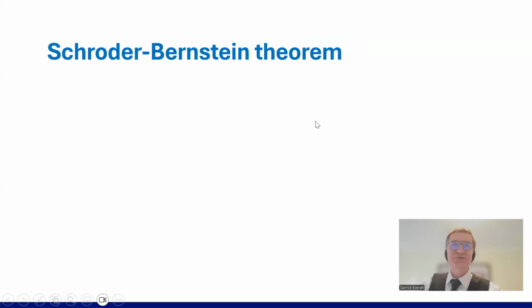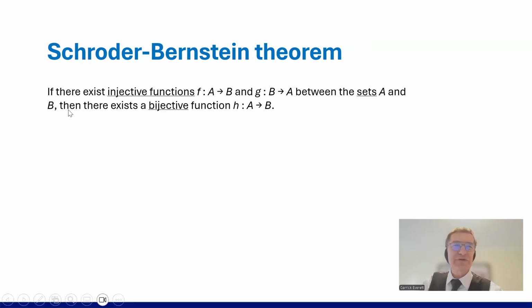Okay, so this is the Schroeder-Bernstein theorem. There should be two dots above the O there. If there exists, there should be an S there. If there exist injective functions f: A to B and g: B to A between the sets A and B, then there exists a bijective function h from A to B. So if there exist injective functions, and remember we went back and I showed you the injective ones from A to B and B to A, then there must exist a bijective function from A to B. In other words, everything's one-to-one. It perfectly matches.